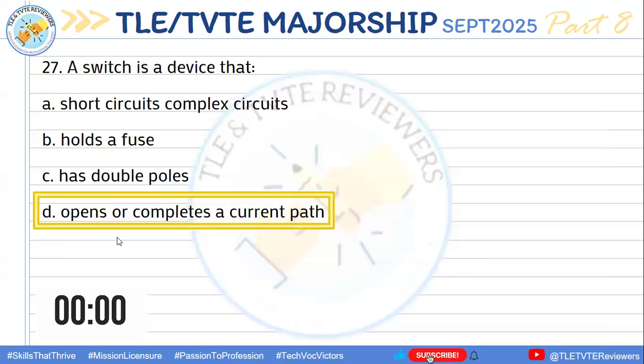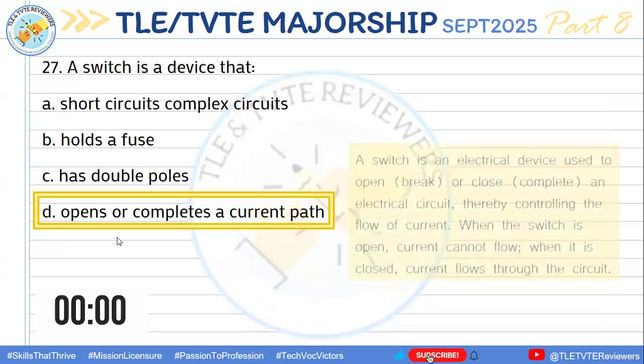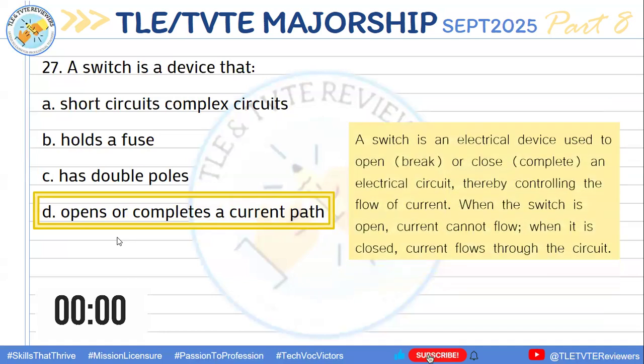Answer letter D, opens or completes a current path. A switch is an electrical device used to open or break or close or complete an electrical circuit, thereby controlling the flow of current. When the switch is open, current cannot flow, but when it is closed, current flows through the circuit.